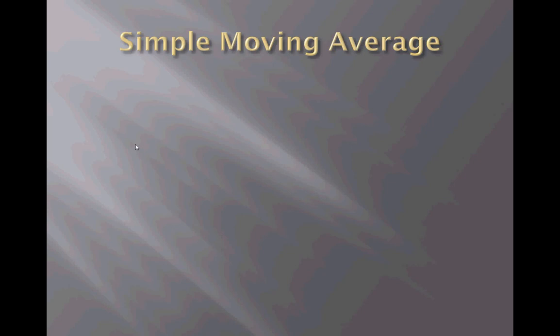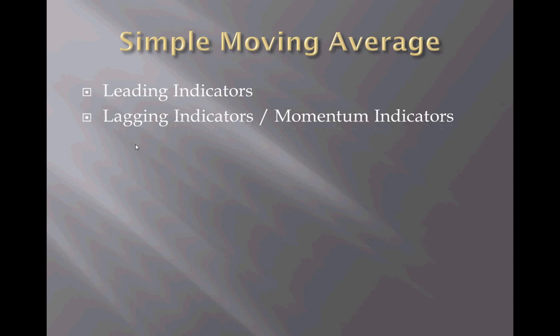There are two types of indicators: leading indicators and lagging indicators. A leading indicator gives a signal before the new trend or reversal occurs. A lagging indicator gives a signal after the new trend has started. You're possibly thinking, I'll just use leading indicators all the time, and I'll be ahead of everyone else every time.